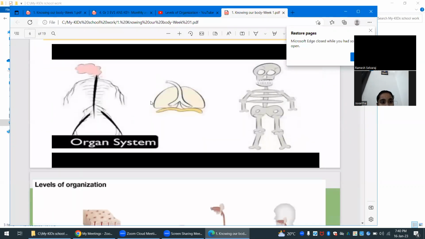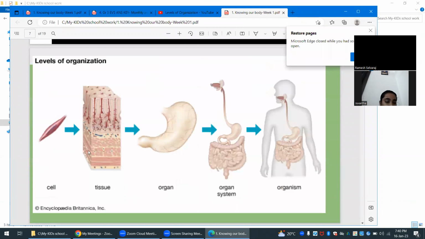So next, if you see levels of organization, you see the cell, and then many cells form tissue, then many tissues form the organ, then many organs, all these organs, are called an organ system, then organ system goes to the organism. This is the order. First is cell, second is tissue, third one is organ, fourth organ system, fifth is organism. In this order only it comes. This is the smallest one, this is the largest one.